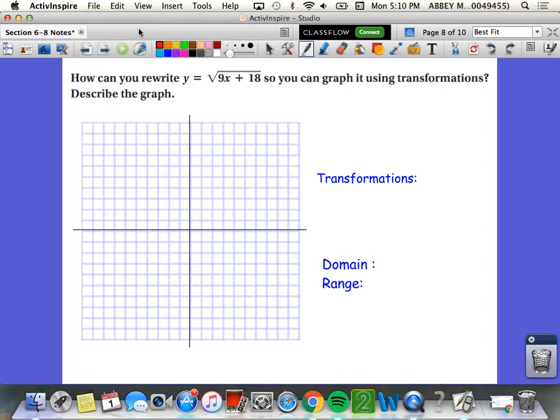On this problem, it says, how can you rewrite the function so you can graph it using your transformations? You'll notice here on this problem, the x isn't by itself. It has a 9 sitting in front of it. But what we can do is rewrite this by factoring that 9 out.